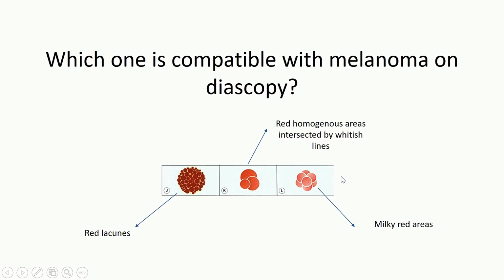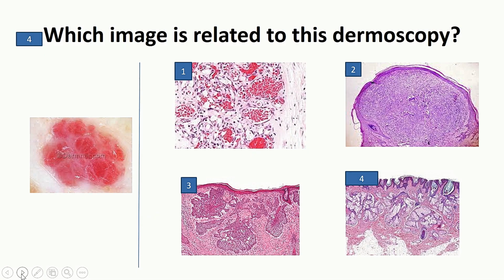Vascular patterns that are indicative of melanoma, as said before, is dotted pattern, and here milky red areas, and another pattern is linear vascular pattern. So the three vascular patterns indicative of melanoma are dotted, linear, and milky red areas.